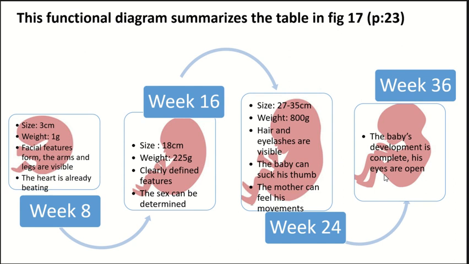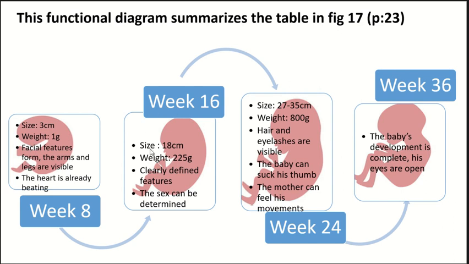We still have the table on page 23. This functional diagram summarizes the table in figure 17, page 23. It shows the fetal growth and development throughout pregnancy. So we can see that at week 8, the size of the embryo is 3 centimeters. It weighs 1 gram. We have facial features. The arms and the legs are visible, and the heart is already beating. As you can see, this is the picture showing the embryo at week 8.